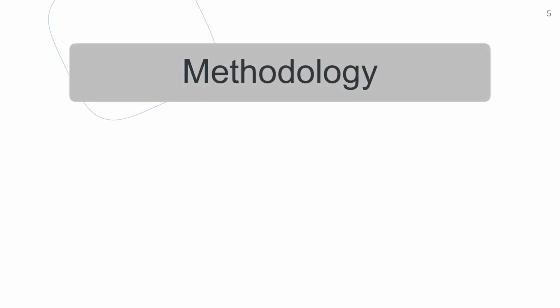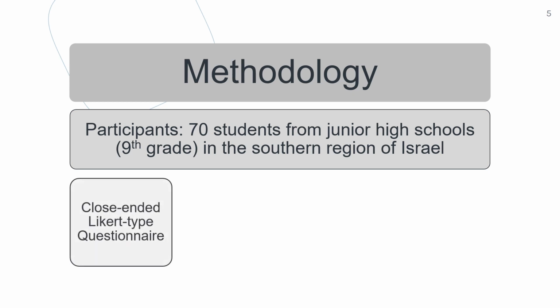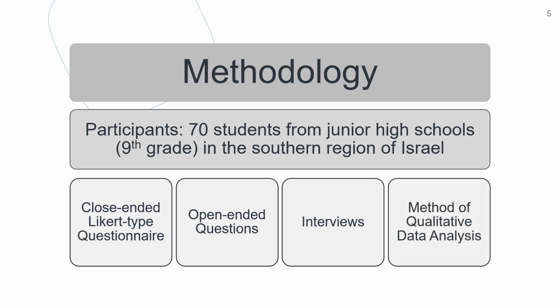On how the study was conducted, let's look into the methodologies used by the researchers. The participants of the study are 70 junior high school students from 9th grade coming from 5 different schools in the southern region of Israel. The methods used were the following: close-ended Likert type questionnaire, where we will discuss in more details on the next slide, and also there are open-ended questions, as well as random interviews done to the participants. Then lastly, using the qualitative data analysis.